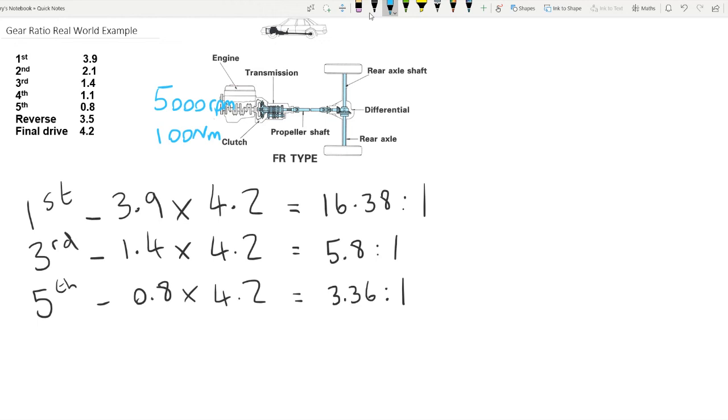The torque we get at the wheels is all to do with the gears. If we didn't have a gearbox, we wouldn't move very well. 100 Newton meters is quite low. So we want to know the speed and the torque at these points here, at the wheels. So what we're going to do with this ratio is just like we've done in the other examples. For the speed, we're going to divide it. So if we divide, and I'll write it in so we don't lose track, 5,000 divided by 16.38.